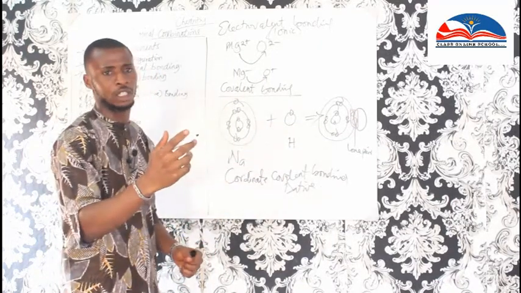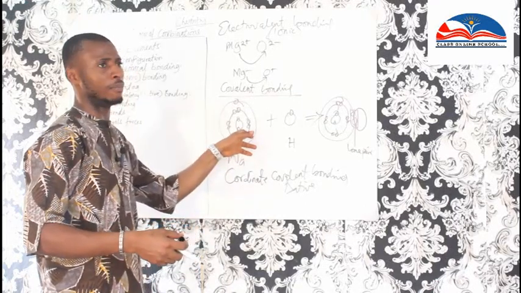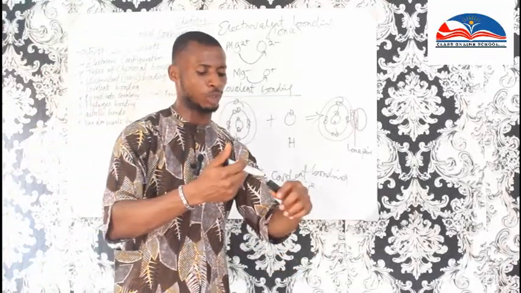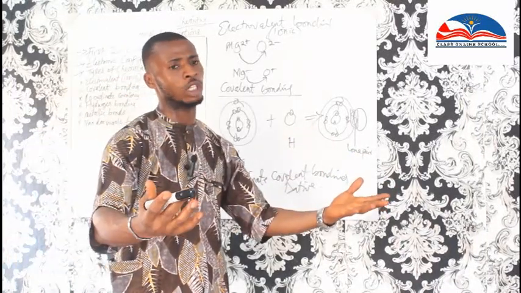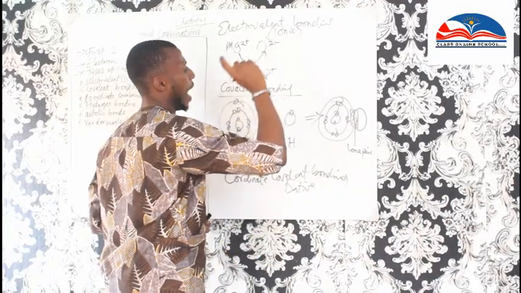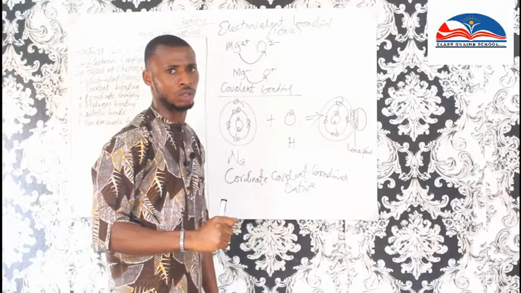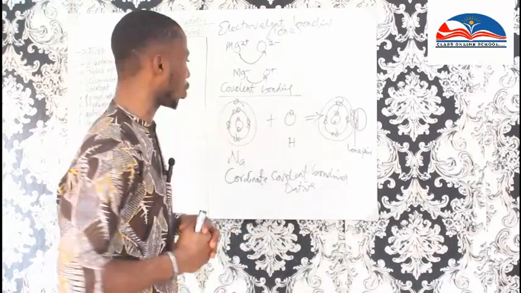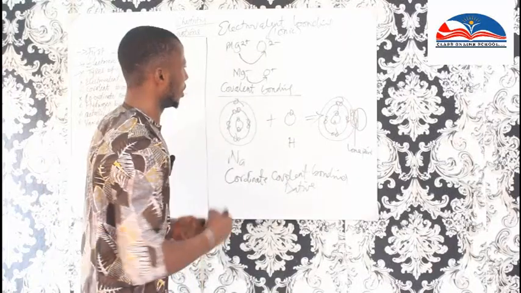Let me just put it this way. They will share electrons, in which one will bring 2 and one will bring 1. Now, an element is going to bring out a lone pair of electrons. Only one element is going to bring out that electron pair, and they are going to share it between the 2 elements. What do I mean?